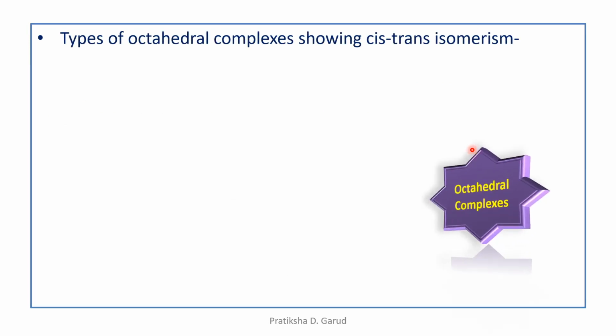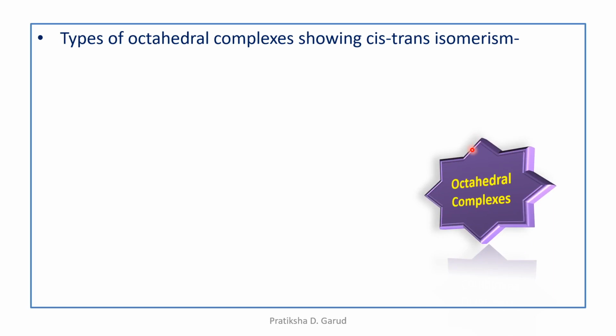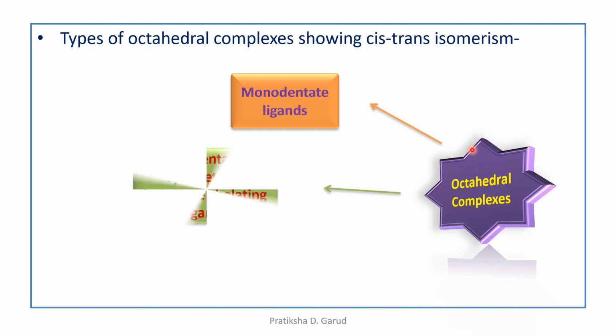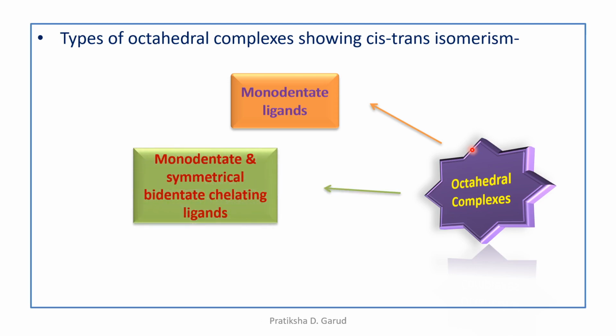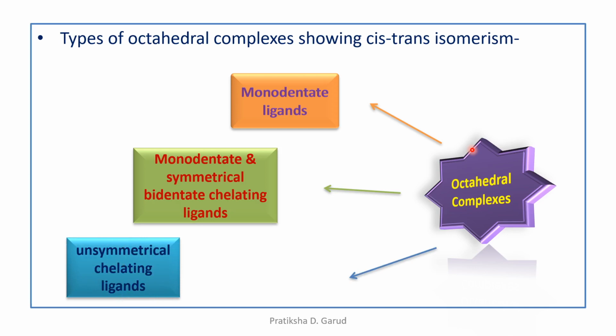So let's see the types of octahedral complexes. The first one is octahedral complexes containing only monodentate ligands. This is the first type. The second type is the octahedral complexes containing monodentate and symmetrical bidentate chelating ligands. And the third type is octahedral complexes containing unsymmetrical chelating ligands. So these are the 3 types of the octahedral complexes which show cis and trans isomerism. So we have to study these 3 types one by one. So let's start with this.